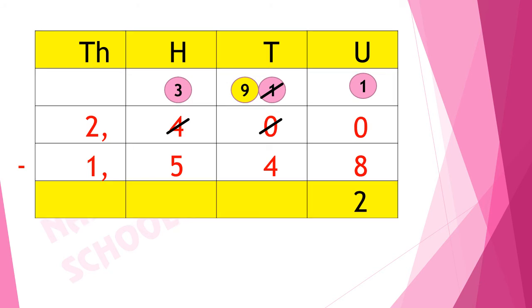Now we will move towards tens. From 9 tens, we have to subtract 4 tens. From 9, if we subtract 4, we are left with 5 tens. After the subtraction of tens, we will move towards hundreds. We have to subtract 5 hundreds out of 3 hundreds.